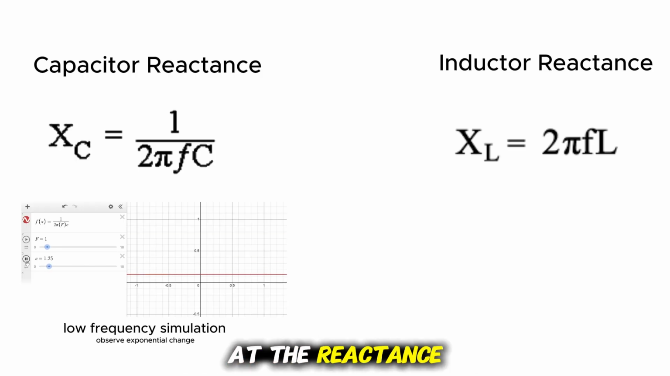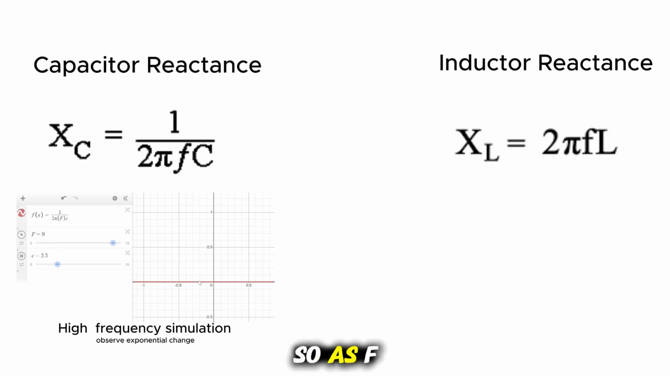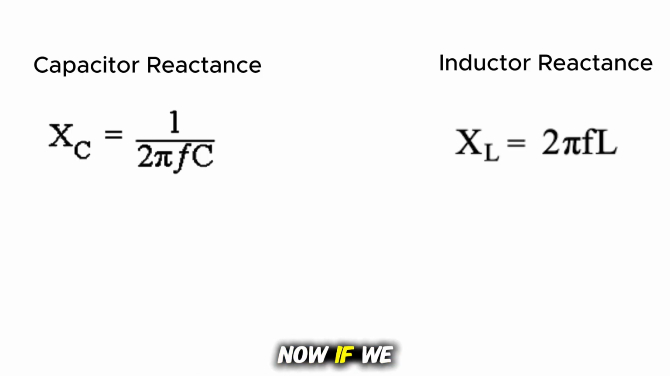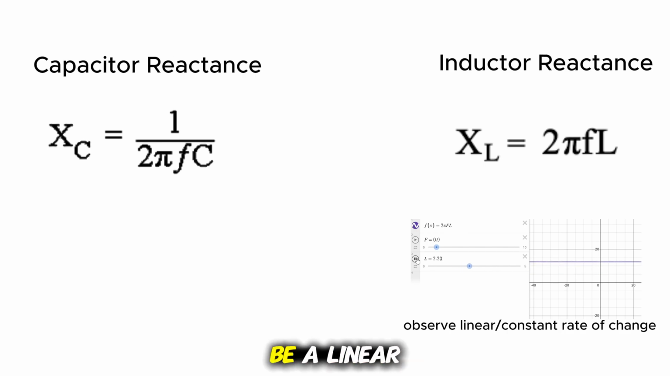If we look at the reactance of the capacitor, we can realize that it's an inverse function, so as f increases, reactance will exponentially decrease. Now if we look at the reactance of the inductor, it is a linear relationship. So there will be a linear increase with the increase of frequency.